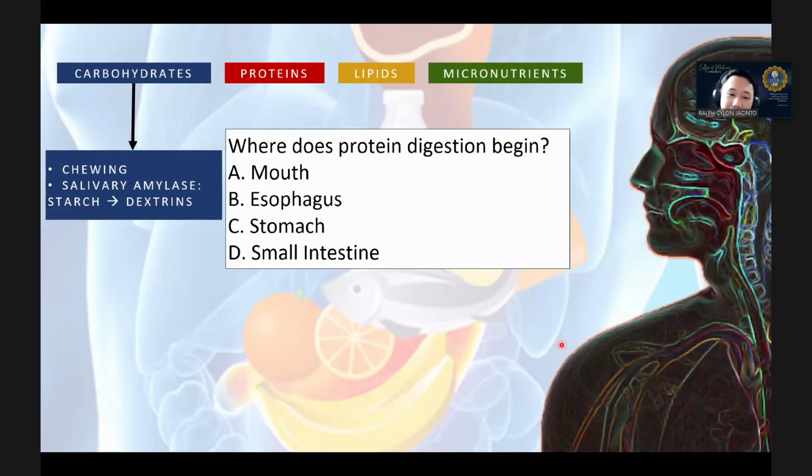For this one, I forgot to put chemical digestion, specifically. Kasi nga pwedeng mechanical, 'di ba, for the process of chewing. So this one, I'm referring to chemical digestion.